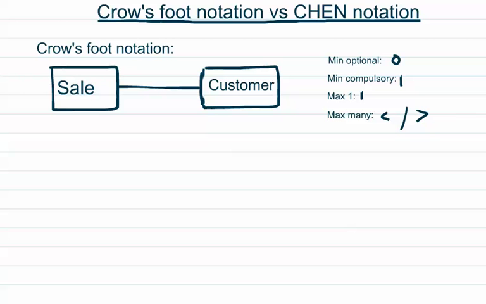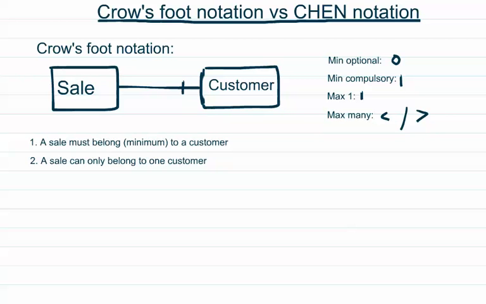We can now do the cardinalities as follows. For the business rule, a sale must belong to a customer. It is the minimum cardinality. Minimum cardinalities are on the inside, so it is a 1. When we say a sale can only belong to one customer, that will be your maximum participation cardinality. So a sale can only belong to one customer.